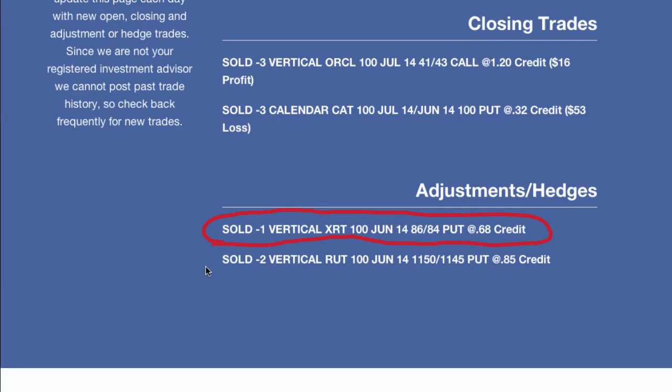What we ended up doing is going ahead and rolling up just our put side that we were short. So we basically have more or less a strangle in XRT. We do have a long call spread position from the original, but we more or less have a strangle in XRT. So we're naked on either end, both on the call side and on the put side.